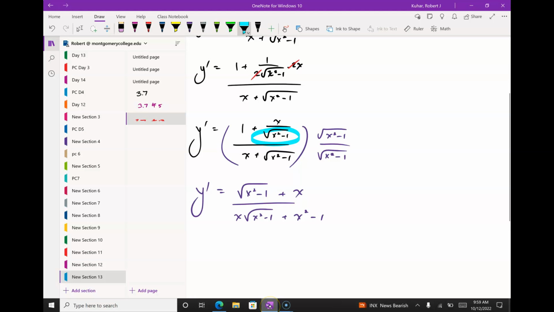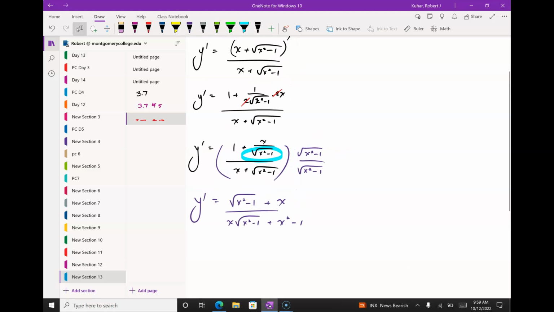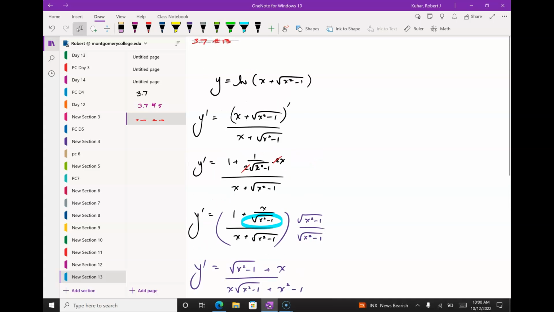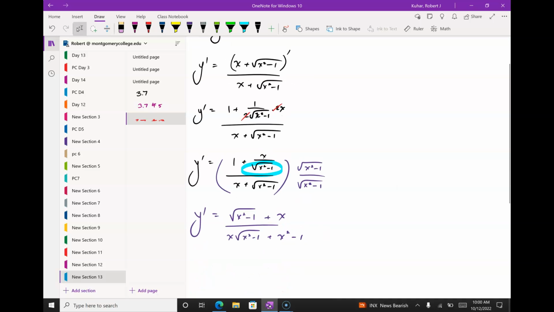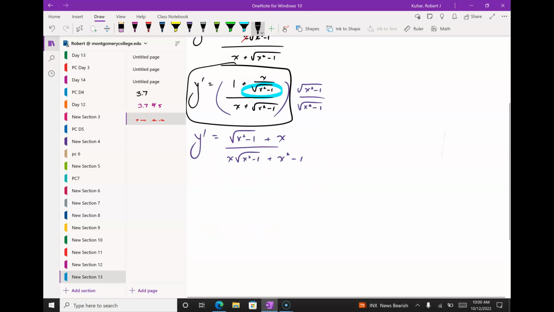So I know I have to do more work, right? Let me rethink what I did. It's probably a conjugate. Let me try that, okay? You with me? I want to go back to here and try a conjugate and see what happens first. Okay?